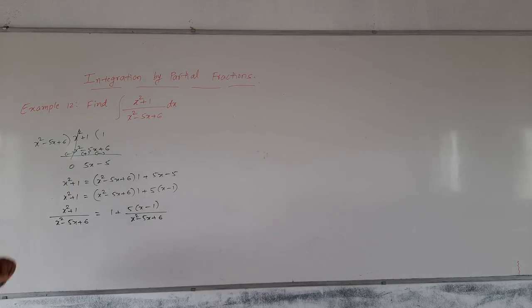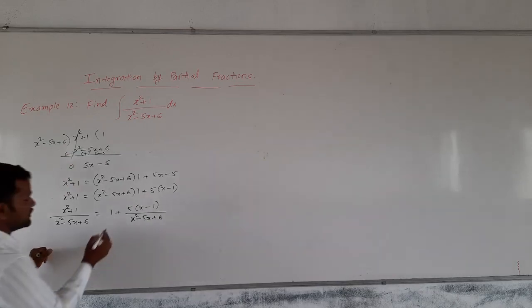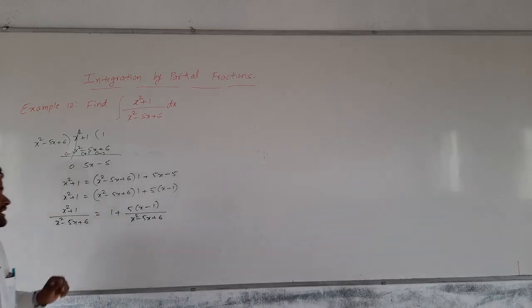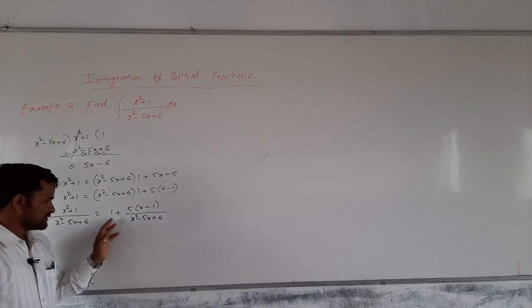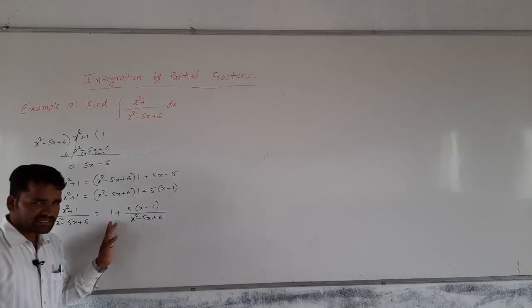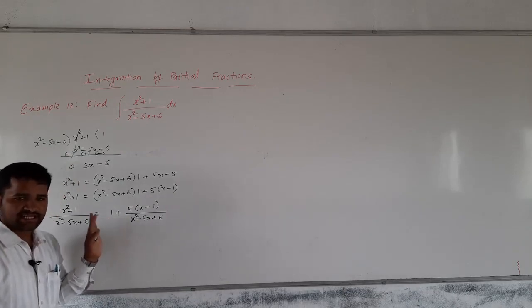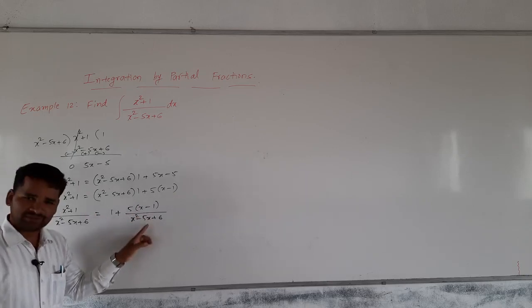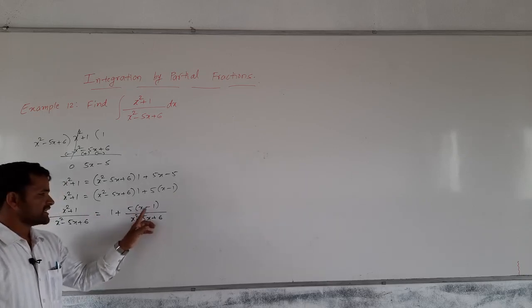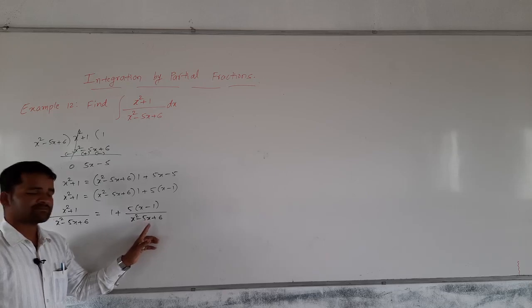It is in improper fraction form. Yes, we have divided like this and we are getting this. Now here you see 1 is completely outside. Can we integrate it separately? Yes, we will integrate it separately. Next, another function is there: x minus 1 by x square minus 5x plus 6.